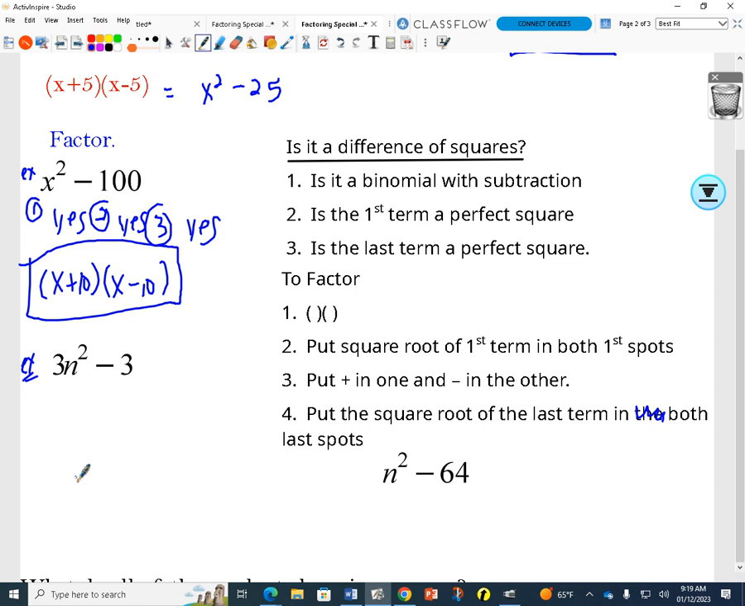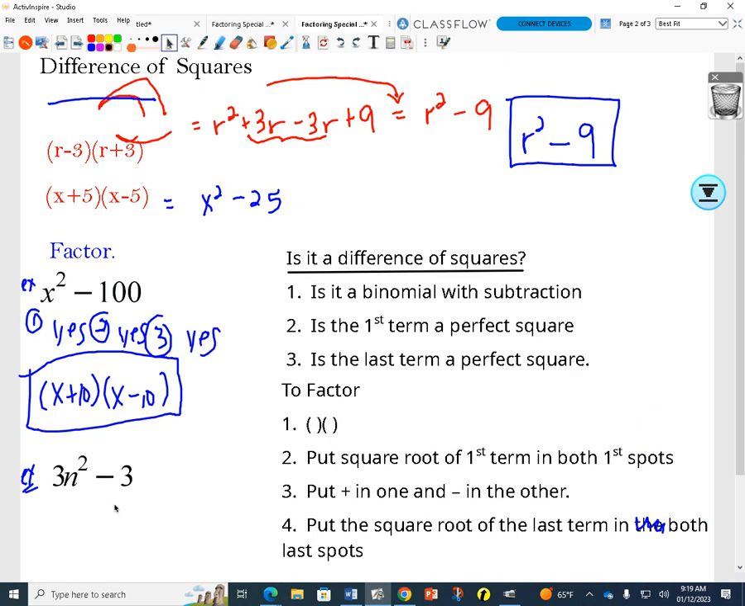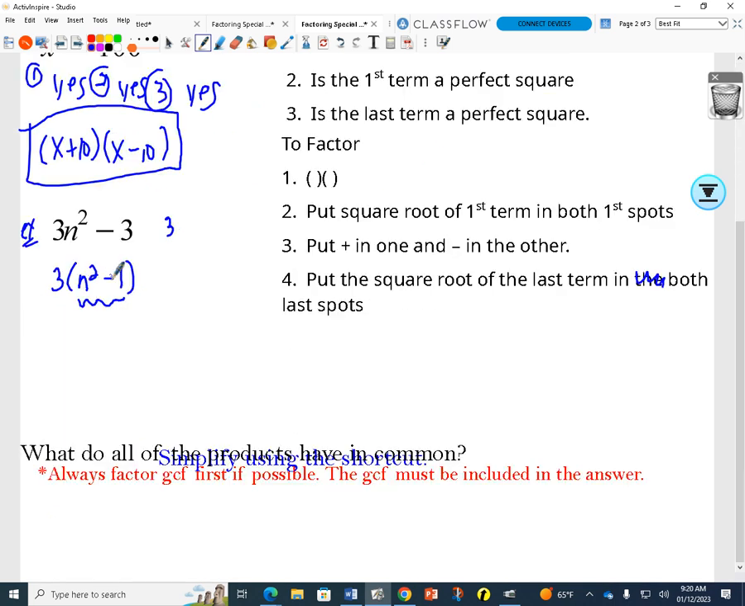Before I look to see if this is a difference of squares, I'm always checking no matter what: is there a greatest common factor in these terms? What do you see? A 3, right? So we can rewrite that as 3 times n squared minus 1. Now this was not a difference of squares originally, but this part is, because it's a perfect square minus a perfect square. 1 is a perfect square, 1 times 1, and n squared is a perfect square, n times n. So perfect square minus perfect square, it's a binomial, so now we know it's a difference of squares.